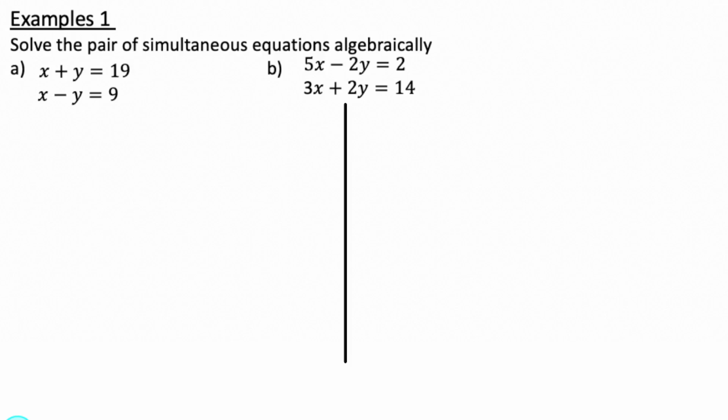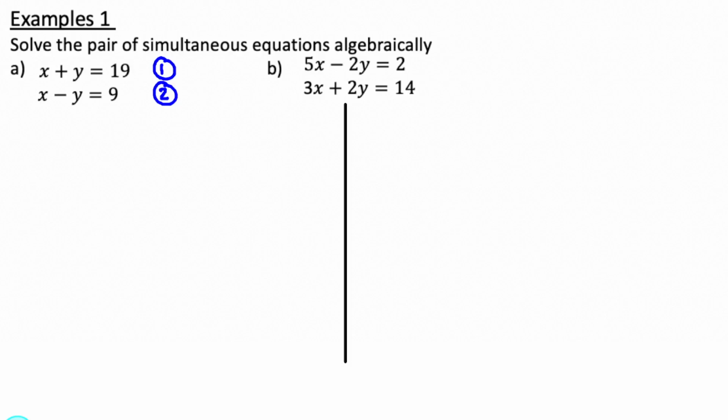Now, I'm going to look at example number 1a. First thing you see here, you've got x plus y equals 19 and x minus y equals 9. Now, I'm going to do something which you don't normally do, but I'm going to label each of these equations. Equation 1 is x plus y is equal to 19, and equation 2 is x minus y equals 9.